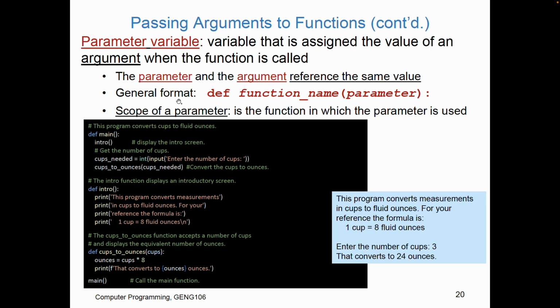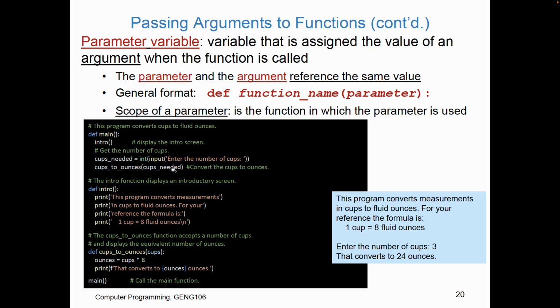Okay, here is the passing arguments to functions part. Let's see one more example on this. Here we have this main function in which we call this introduction function. The introduction function prints those messages. And then we ask the user, okay, enter the number of cups. We take it as an input. We convert it into an integer. We keep it in this cups needed.